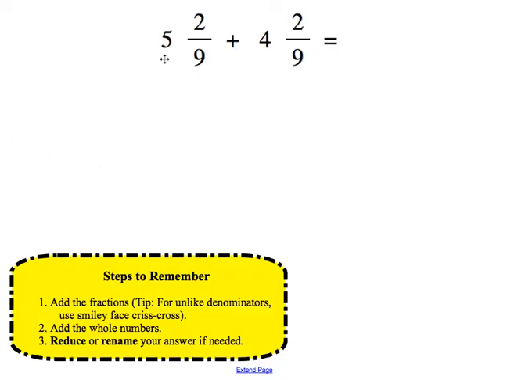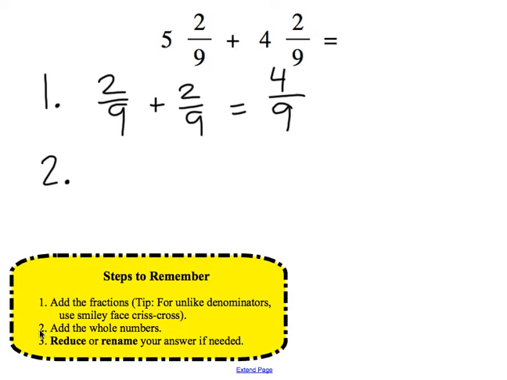So our first problem is 5 2/9 plus 4 2/9. Let's go down to our yellow box. It's going to help us with our steps to remember. Step 1 is we are going to add the fractions, and it says here, tip, for unlike denominators, use smiley face crisscross. Well, looking at our denominators, we have like denominators, so we don't need that tip for this problem. So let's just add the fractions 2/9 plus 2/9. We know that our denominator is going to stay the same. We're just adding our numerators, 2 plus 2, 4/9.